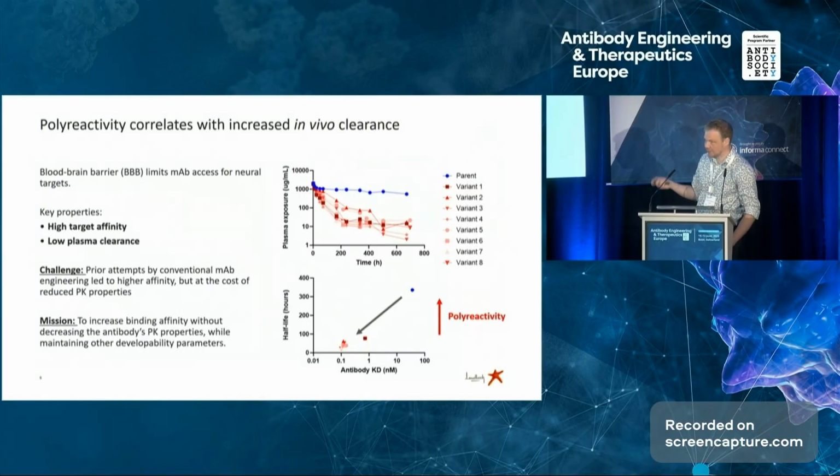And basically, what we also saw is that polyreactivity on these candidates would also go up. So therefore, we thought that okay, if we can decouple the two, if we can drive up affinity while maintaining a low polyreactivity, we would solve this problem, and we could actually get a good candidate that would have high affinity but low clearance.